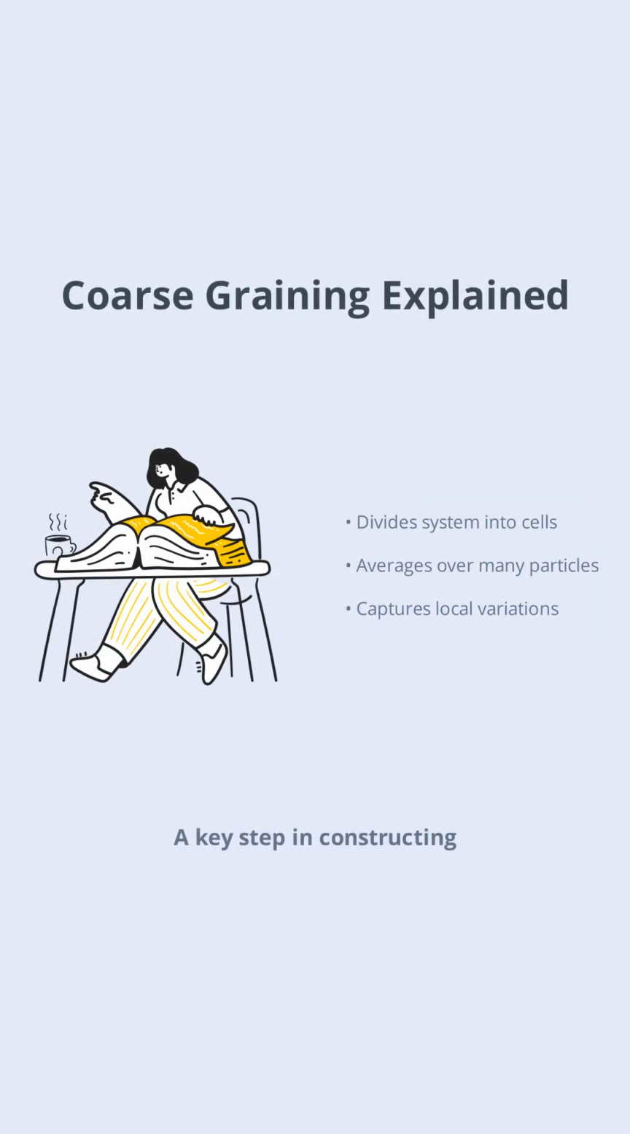A key step in constructing field theory is coarse graining. This process bridges the gap between microscopic particles and macroscopic fields. Imagine dividing the system into many small regions, or cells. Each cell is large enough to contain many particles, but small enough to capture local variations. Within each cell, we average the properties of all the particles to define the order parameter at that location. This averaging smooths out microscopic details, allowing us to treat the system as a continuous field. Coarse graining is what makes field theory practical for studying large, complex systems.